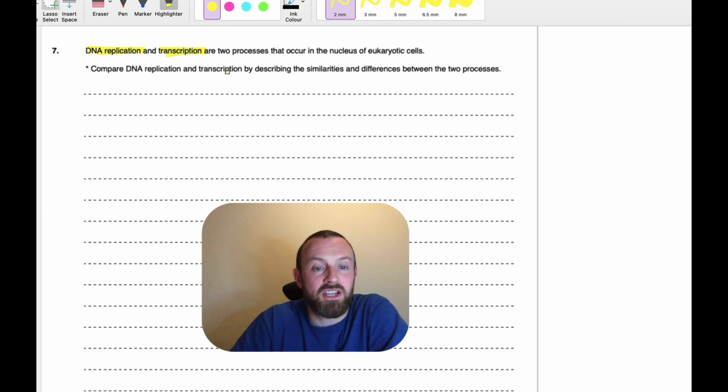Compare DNA replication and transcription by describing the similarities and differences between the two processes.